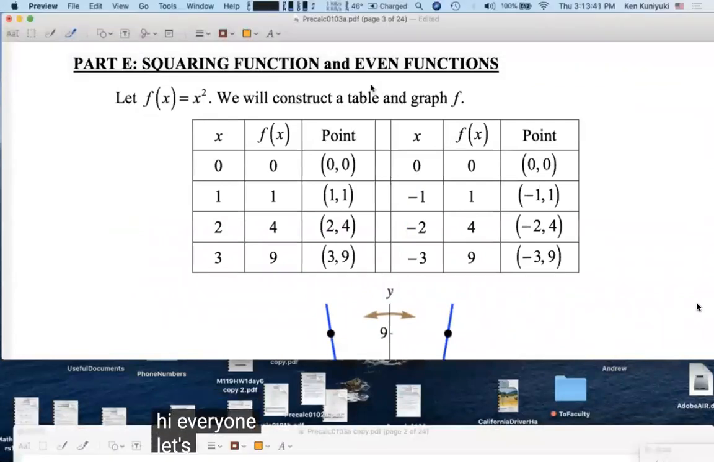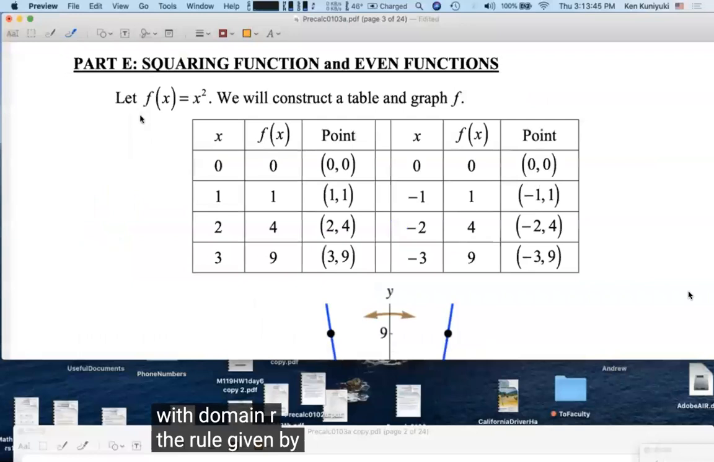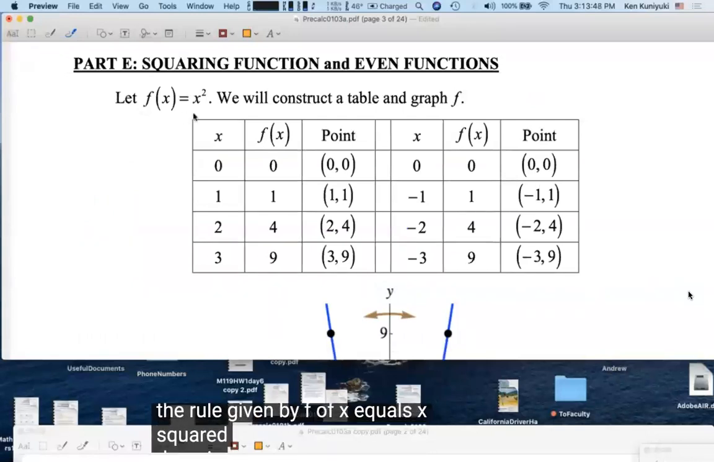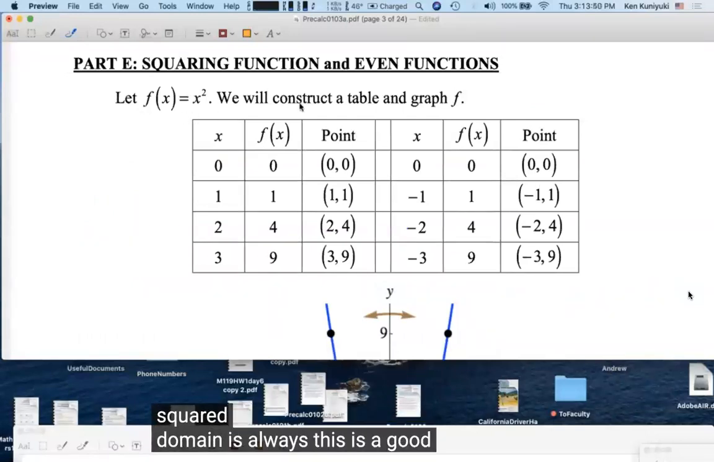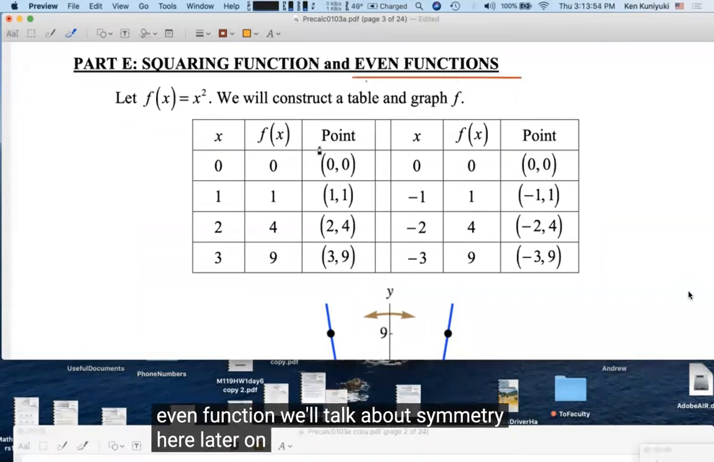Hi, everyone. Let's talk about the squaring function with domain R. The rule given by f of x equals x squared. Domain is all reals. This is a good example of an even function. We'll talk about symmetry here later on.